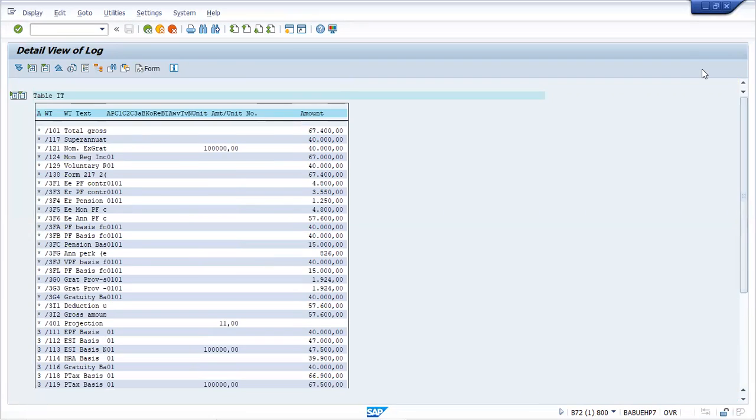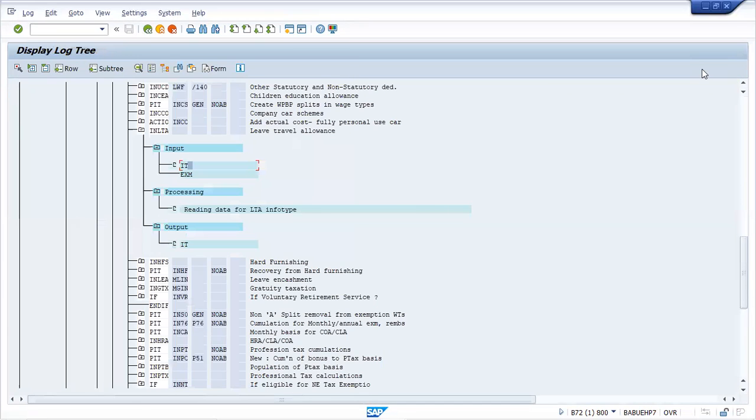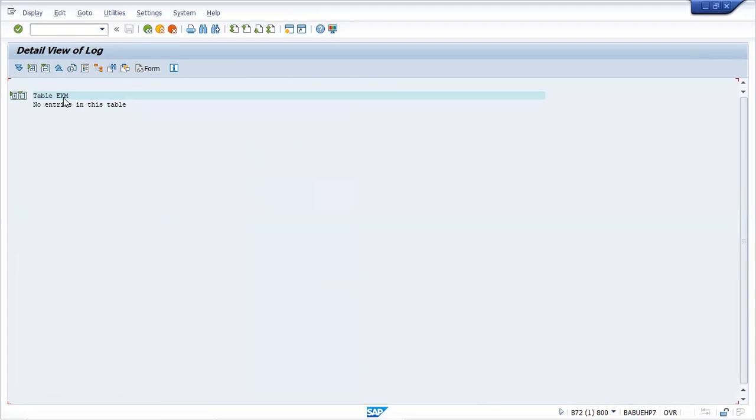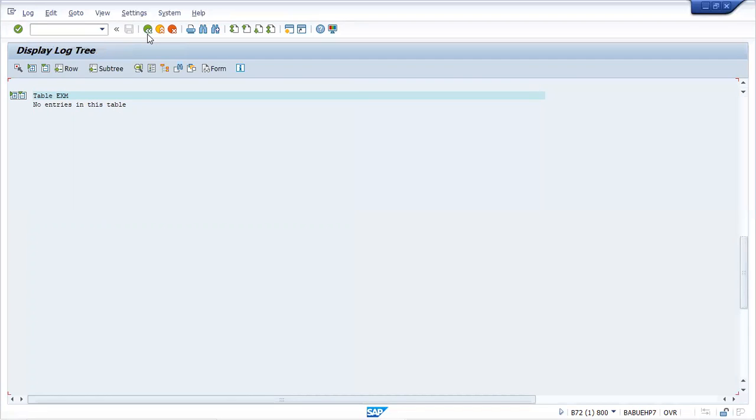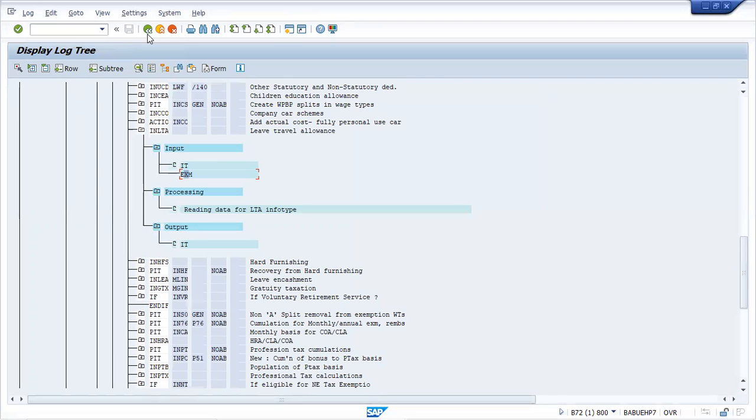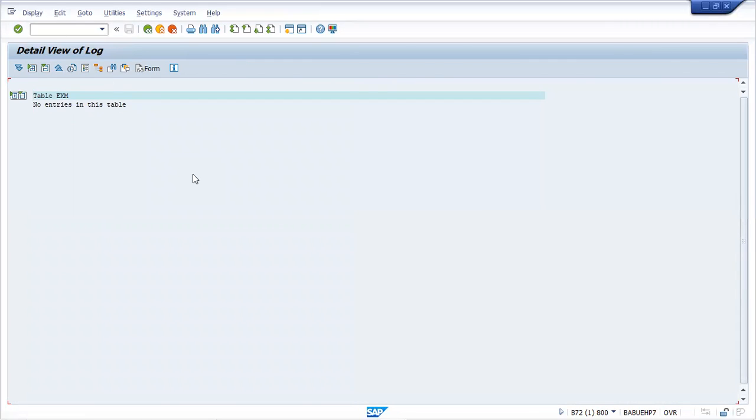Go back to the input table. There were 2 tables in it, click that EXM. Against EXM, you can't find any document, right? That means EXM is actually an internal table. There is a function related to 582, P0582, which will create this EXM table. If you double click EXM, you will not find anything. Okay, no entries in this table.